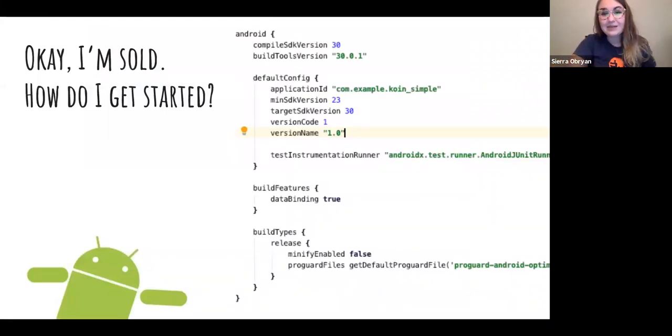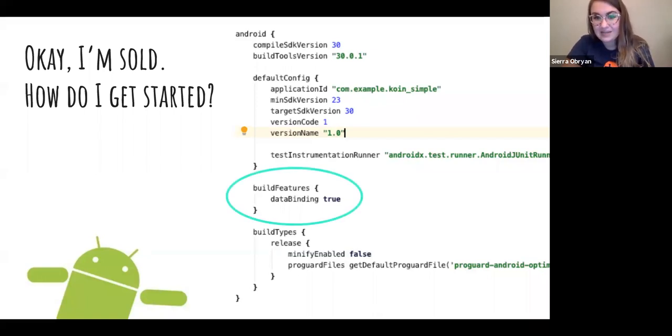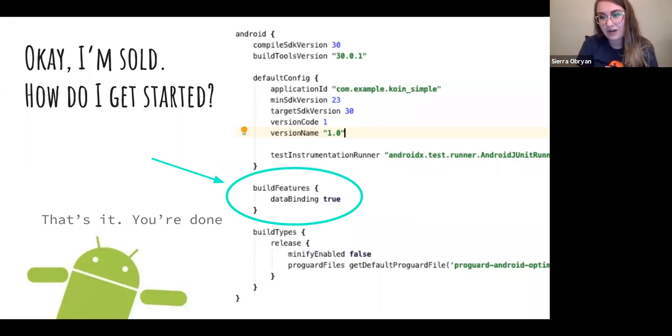Data binding is also super easy to get started with and add to your project. The only thing you really have to do is add a build feature, data binding true. This is also where you add view binding. There's no view binding in this particular project. But if you also want to add view binding, you would do it in the exact same place and do view binding true. That's it. Just like anything that's in the Gradle, you have to resync your project. But with those 3 lines of code, you can get started immediately.